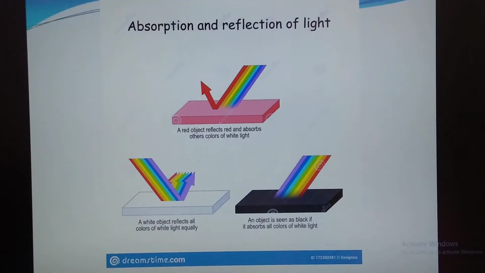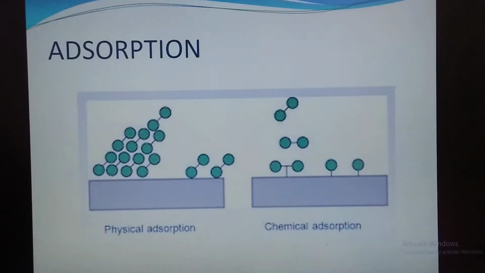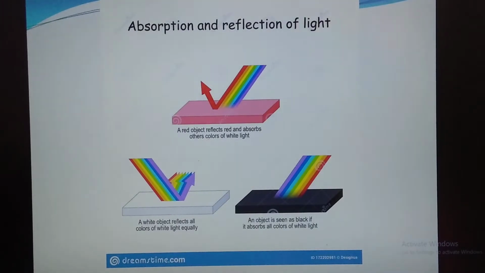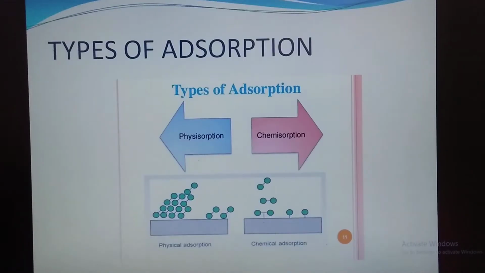The concentration of the molecules is more on the surface. In adsorption, the concentration of the molecules is more on the surface. You can see that the molecules are concentrated on the surface and less in the bulk. Only a little is allowed through the adsorbent, so it will be less in the bulk. But in absorption, the distribution is uniform.